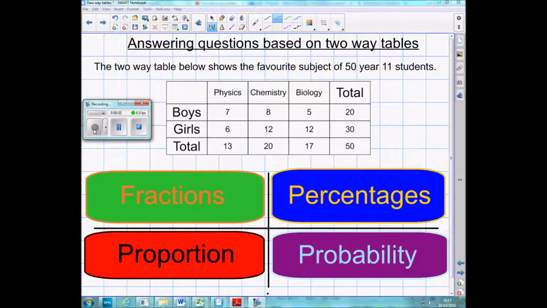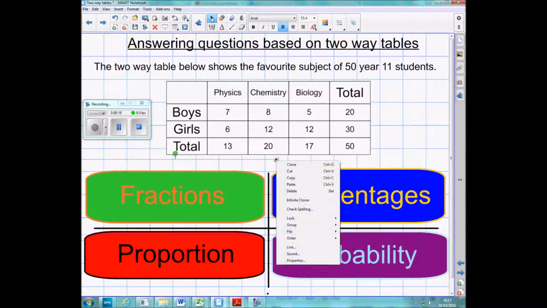Okay, so this last section we're just going to look at the extra types of questions that could come up about two-way tables. So they usually come up asking for fractions, percentages, sometimes they use the word proportion, or they ask for a probability. So we're going to take these one at a time.